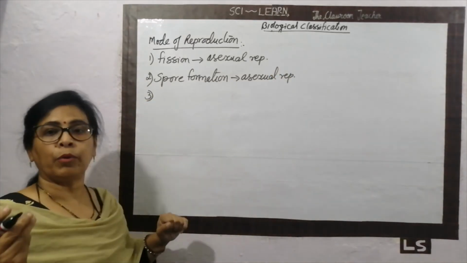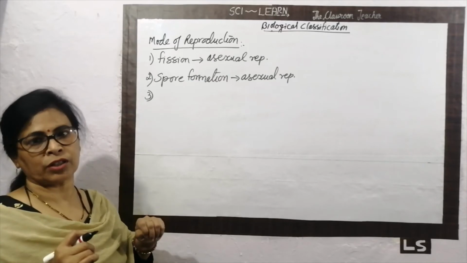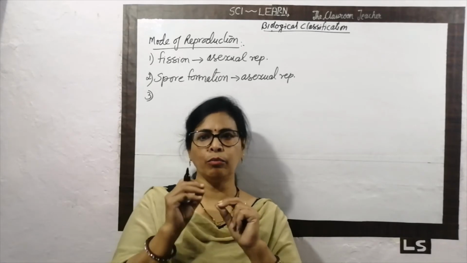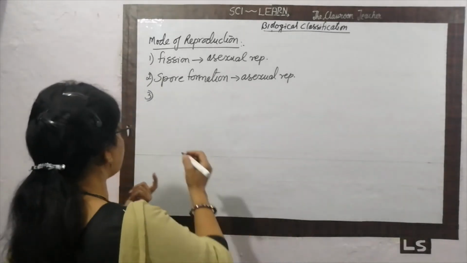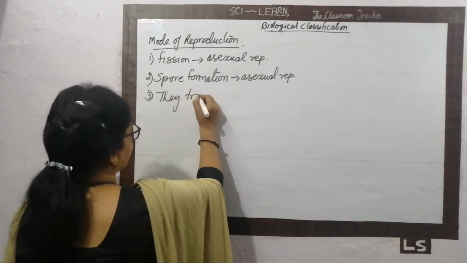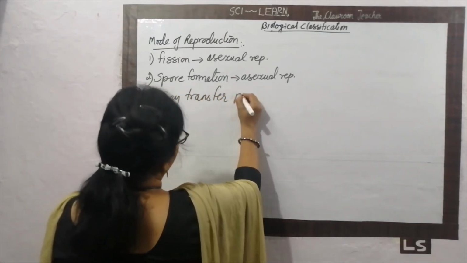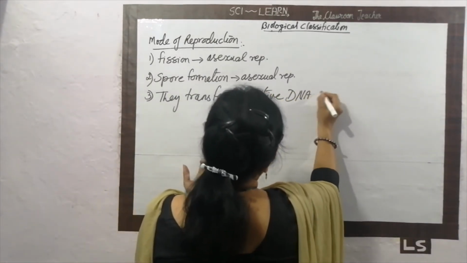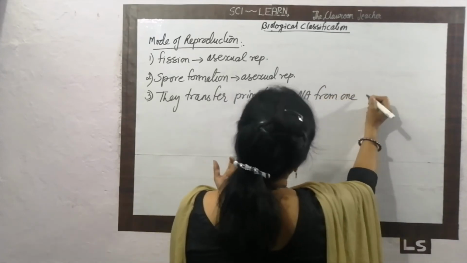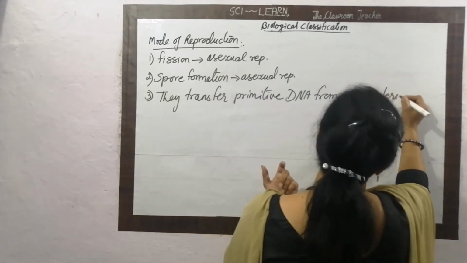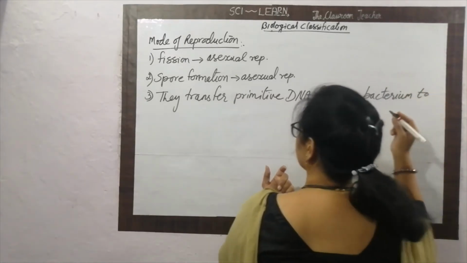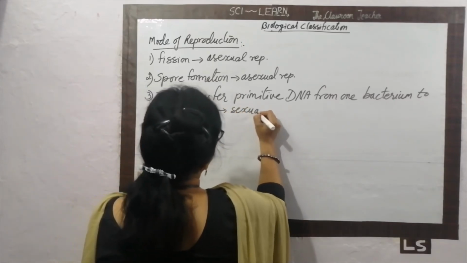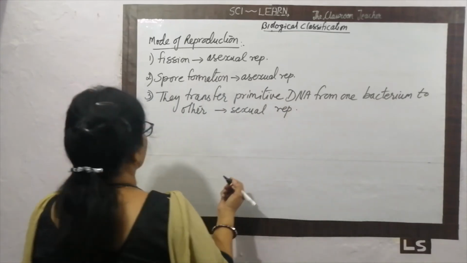What other type of reproduction is present in their body? They have sexual reproduction also. They transfer primitive DNA from one bacterium to another, and this is called sexual reproduction. The bacteria are able to survive with both types of reproduction within their limits.